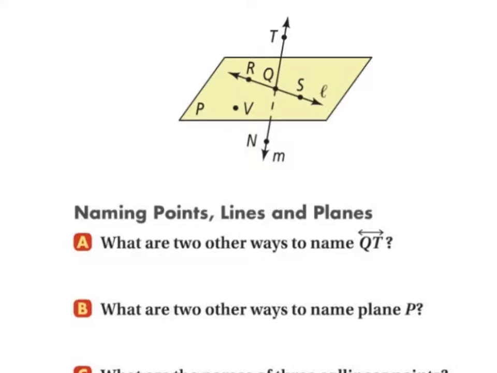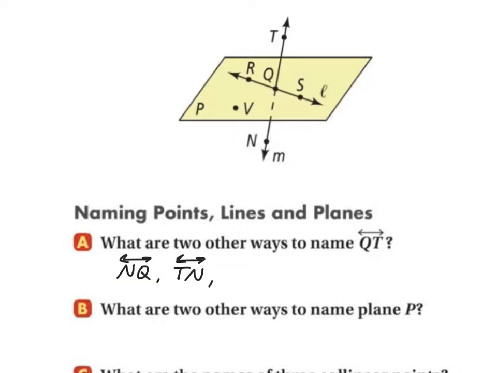Well, line QT is that line I was just talking about. There's point Q, there's point T, so it is this line going up and down, not quite vertical, going through that plane. We have another point down here, N. We could name this line NQ. We could name it line TN.